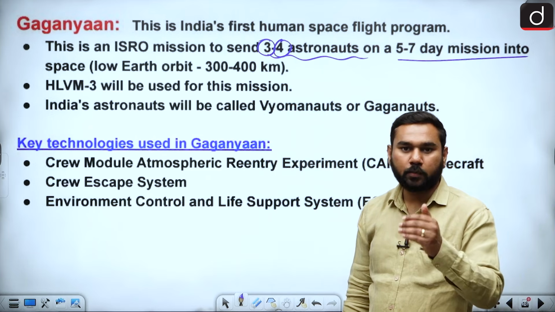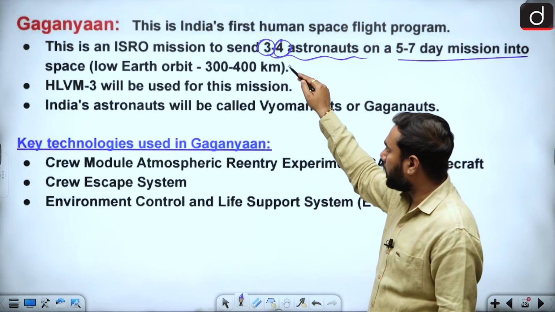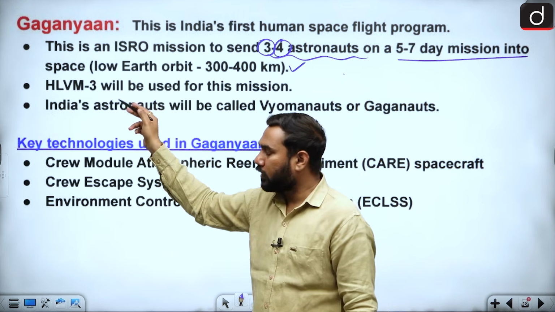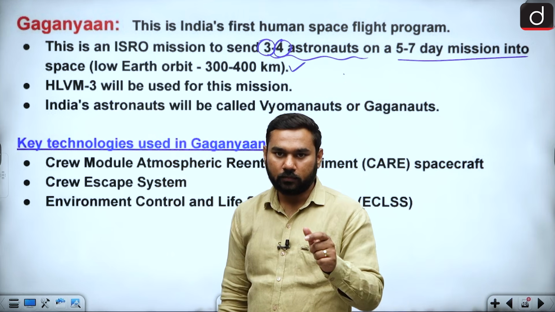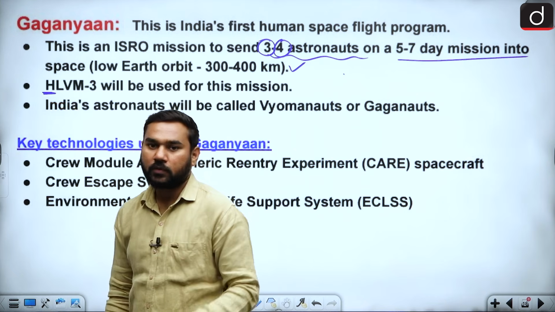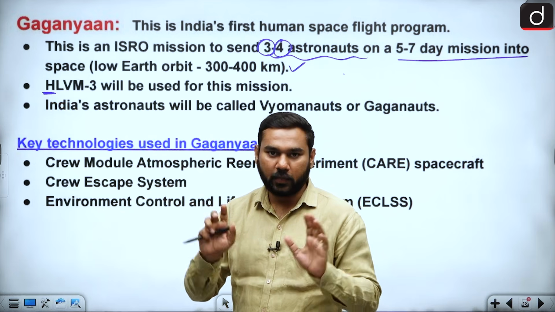So we want to send persons into low Earth orbit, and they can stay for 5 to 7 days, at 300 to 400 kilometers. This is done by HLVM3, and this is a new name, but not really a new name. The H is only for use in human flight. So Human LVM, LVM means GSLV Mark III.